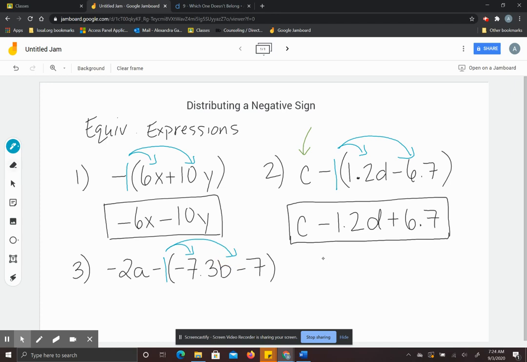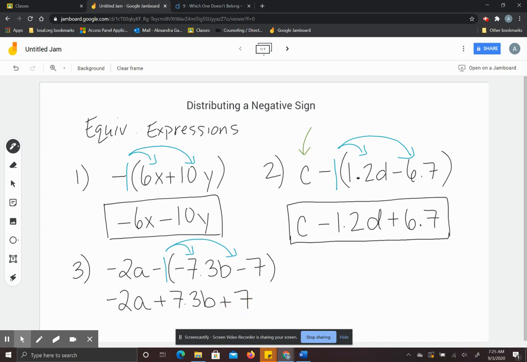And again, we're going to leave that -2a alone because our order of operations tell us to deal with the parentheses first and then add or subtract whenever we have to. So that -2a stays the same. And I'm multiplying -1 times a -7.3b, so negative times a negative is positive 7.3b. -1 times a -7, negative times a negative is positive 7.